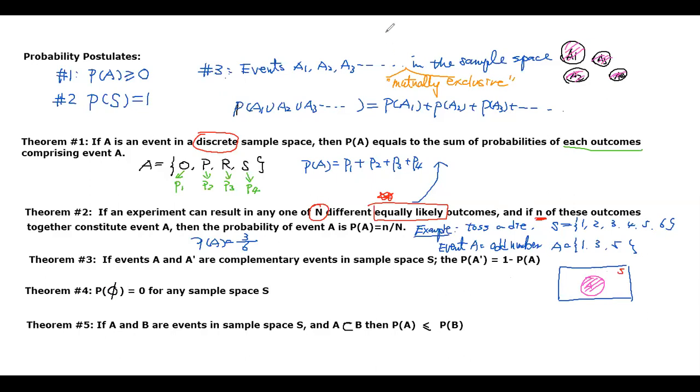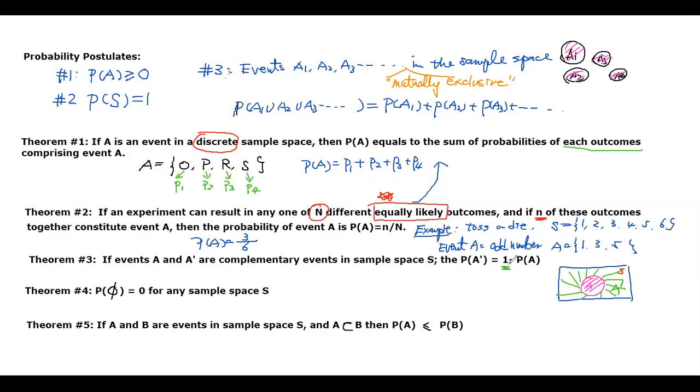Now, A prime, you still remember from our previous video, what is A prime? It's everything outside A. So this is A prime here. The probability of A prime is all this green area over the sample space. And I know the sample space has probability 1, so that's why it's 1 minus P(A), right?